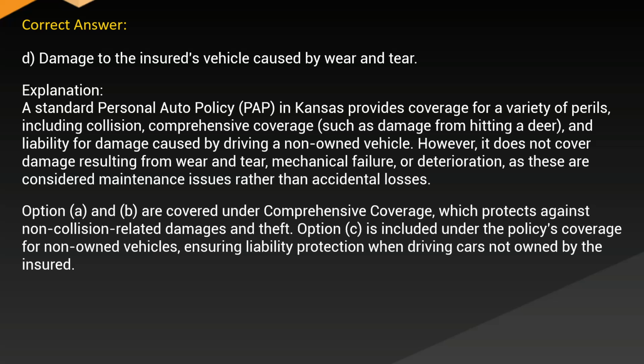Option A and B are covered under comprehensive coverage, which protects against non-collision related damages and theft. Option C is included under the policy's coverage for non-owned vehicles, ensuring liability protection when driving cars not owned by the insured.